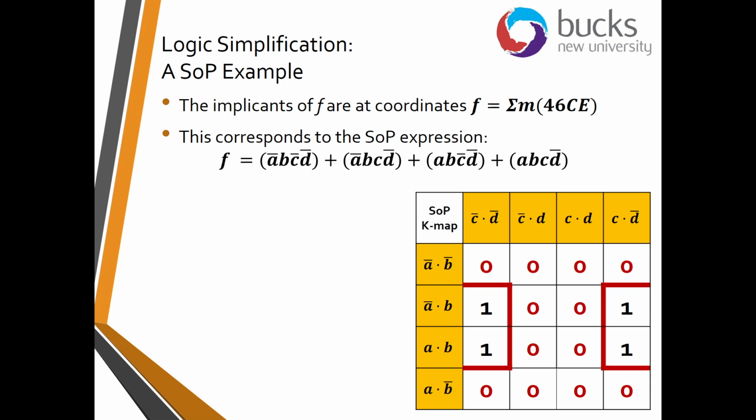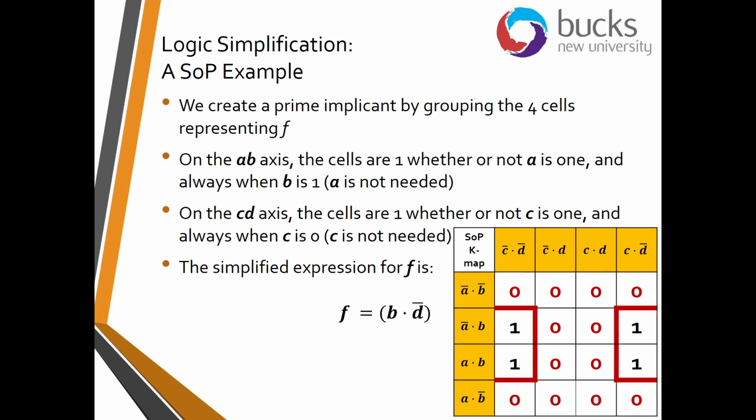What doesn't change? Well, B doesn't change, and not D doesn't change. So this is going to be, again, a really good simplification. And so we create a prime group of 4 cells representing F. On the AB axis, the cells are 1 whether or not A is 1, and always when B is 1. A is essentially not needed. On the CD axis, the cells are 1 whether or not C is 1, and always when D is 0. So C is not needed. And the simplified expression for F, like I said, is F equals B and not D.